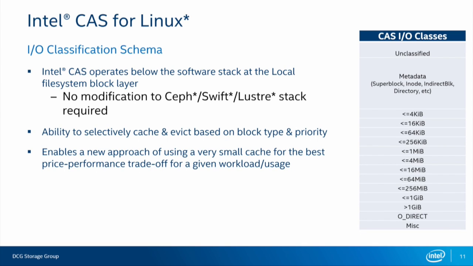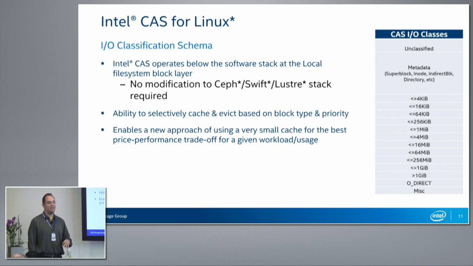As I said, Intel CAS operates below the software stack at the local file system block layer. So what that means is you don't need any software modification to your software-defined storage system in order to use this capability. You just drop this in with an Intel NVMe SSD and you get better performance. That's the way it works.